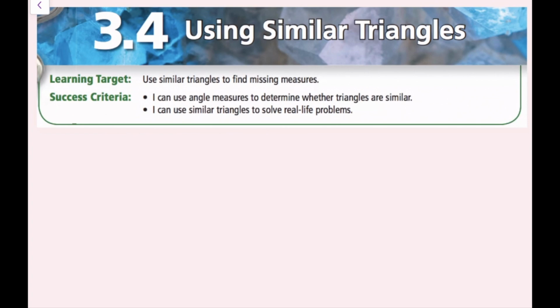Okay, this is section 3.4. The learning target is we're going to use similar triangles to find missing measures. The success criteria is I can use angle measures to determine whether triangles are similar. I can use similar triangles to solve real-life problems.